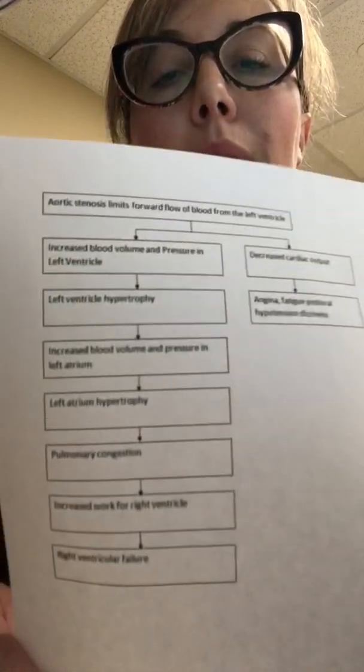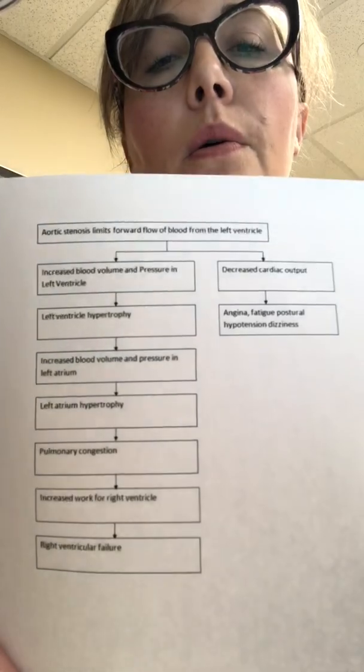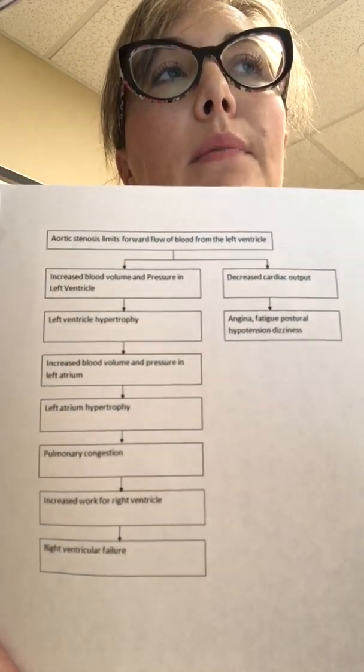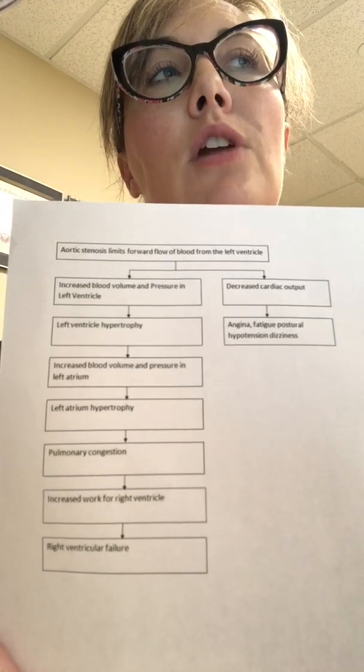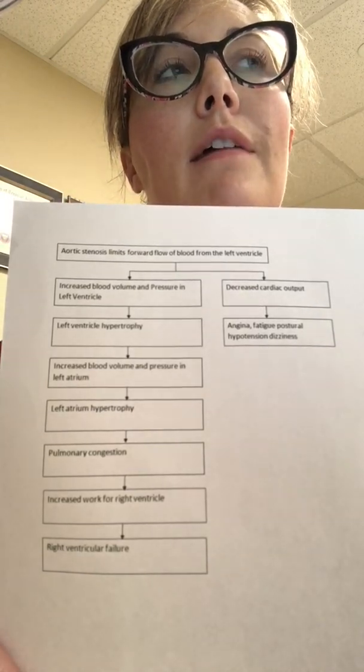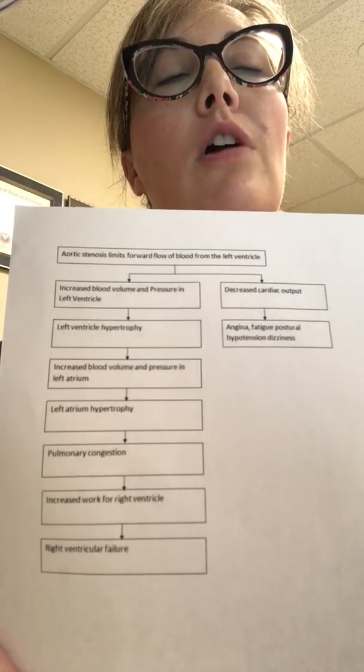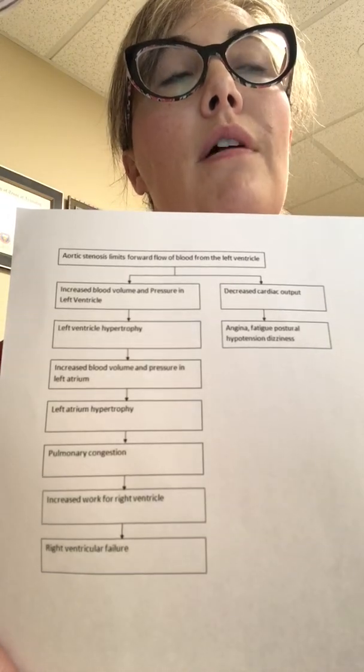So the pathophysiology of the disease is on a diagram here. It makes it a little bit easier. So aortic stenosis limits forward flow of blood from the left ventricle. So then there's an increased blood volume and pressure in the left ventricle, leading to enlargement and thickening of the left ventricle.